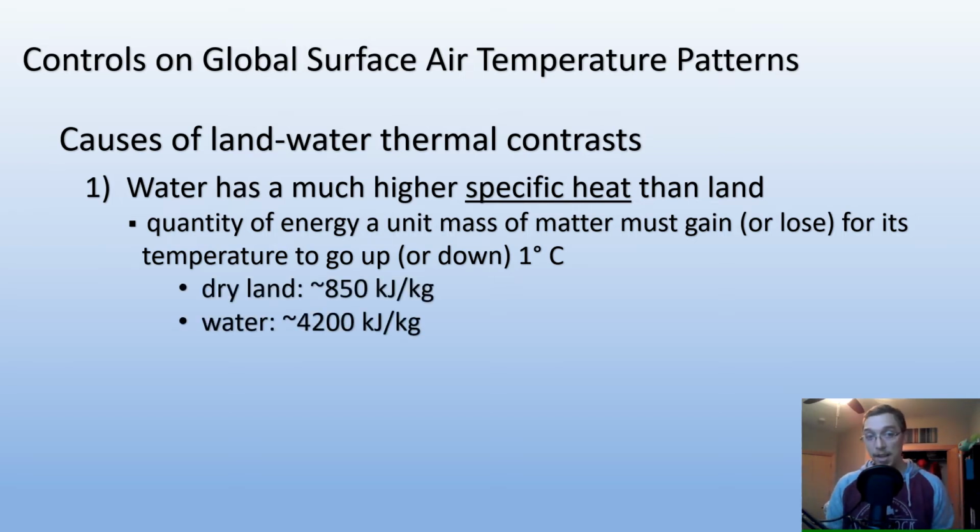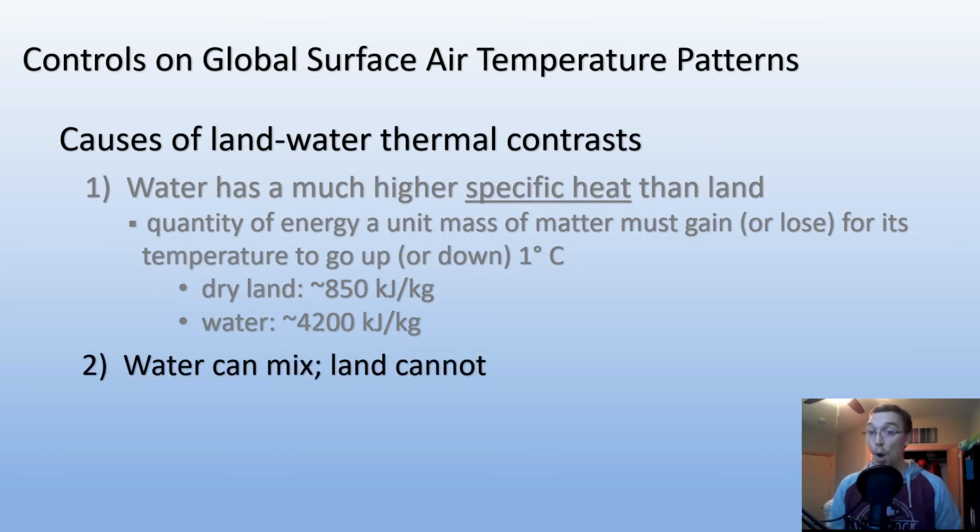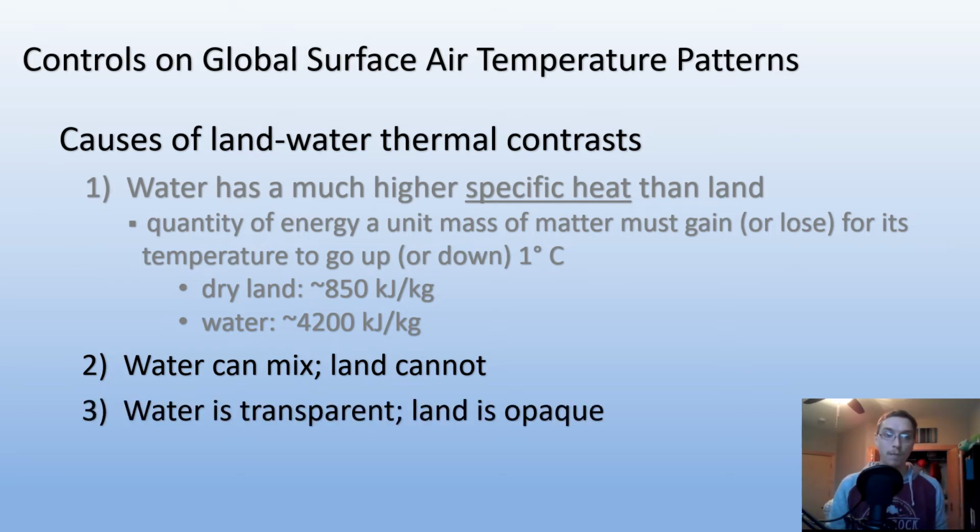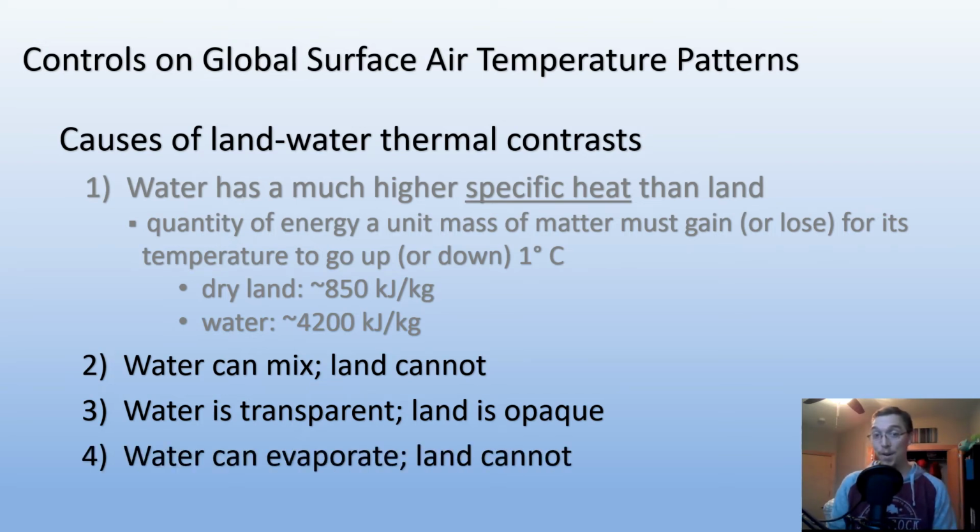The average specific heat, so we can look at dry land, is about 850 kilojoules per kilogram. Water, 4,200 kilojoules per kilogram. Water can mix. You have rotation within the water column. Land cannot. So it is preferentially heated along the top of that surface of land, where water, because of how fluids mix, can actually mix, and that thermal gradient can spread out more evenly. Water is transparent, so the rays of light can penetrate further in. Land is opaque. It can't. And then again, water can evaporate, so those phase changes and latent heat exchange can happen. Land, it doesn't happen.